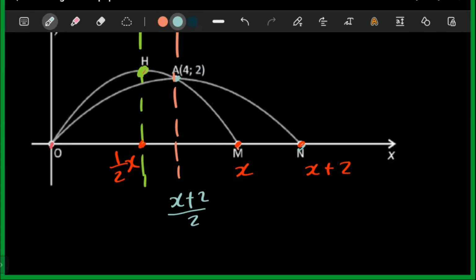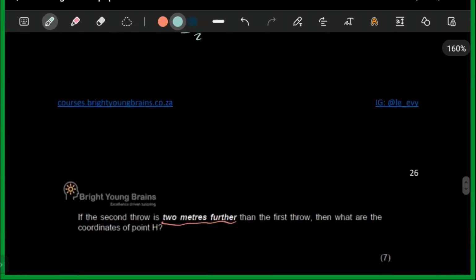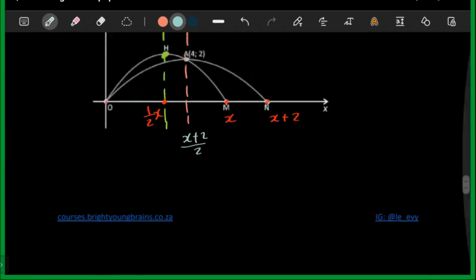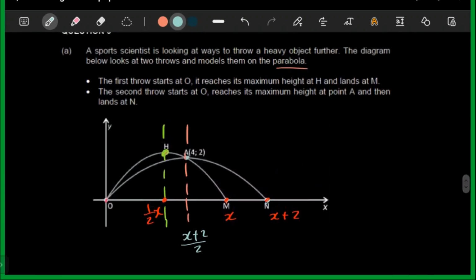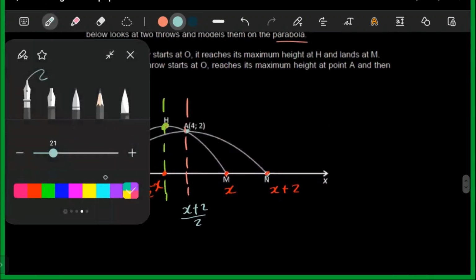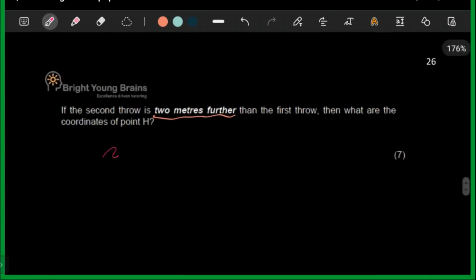So all things considered, let's now look at the question again, because what did they ask us? They said if the second throw is 2 meters further than the first throw, then what are the coordinates of H? So since this is a parabola, what you can think of is the equation of a parabola. The equation of a parabola looks something like this: y is equal to ax squared plus bx plus c.